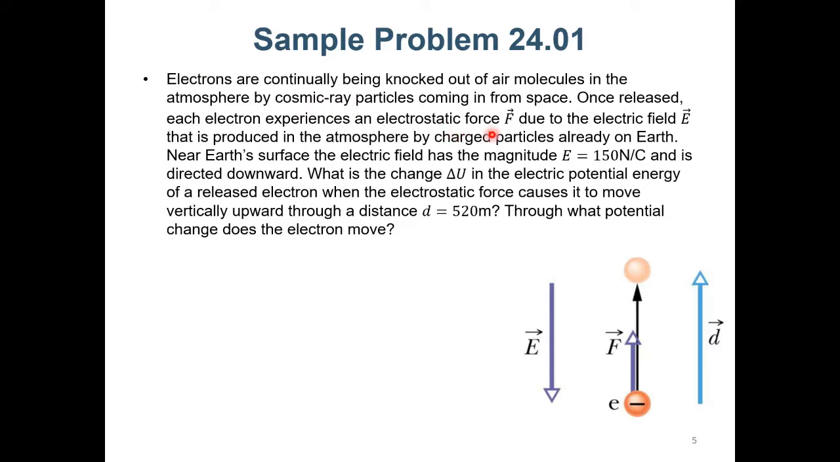So actually, it's mentioned that there will be a uniform E field pointing downward, and when the electron was knocked out from the air molecules, it moved in the E field, so there is some work done on it. And it asks you, when it moves a distance d, what is the potential change?